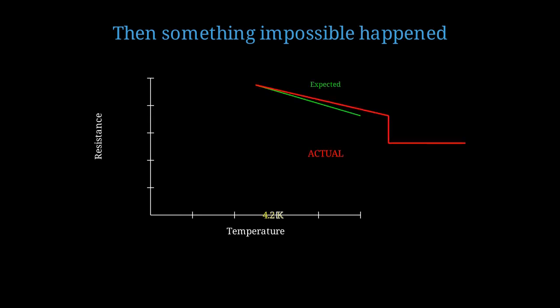But then, as Onnes continued cooling below 4.2 Kelvin, something utterly unexpected occurred, something that would change physics forever. The resistance didn't just decrease gradually. It plummeted. It collapsed. At precisely 4.2 Kelvin, the resistance dropped precipitously to zero. Not to a small value, to zero. Unmeasurably small.